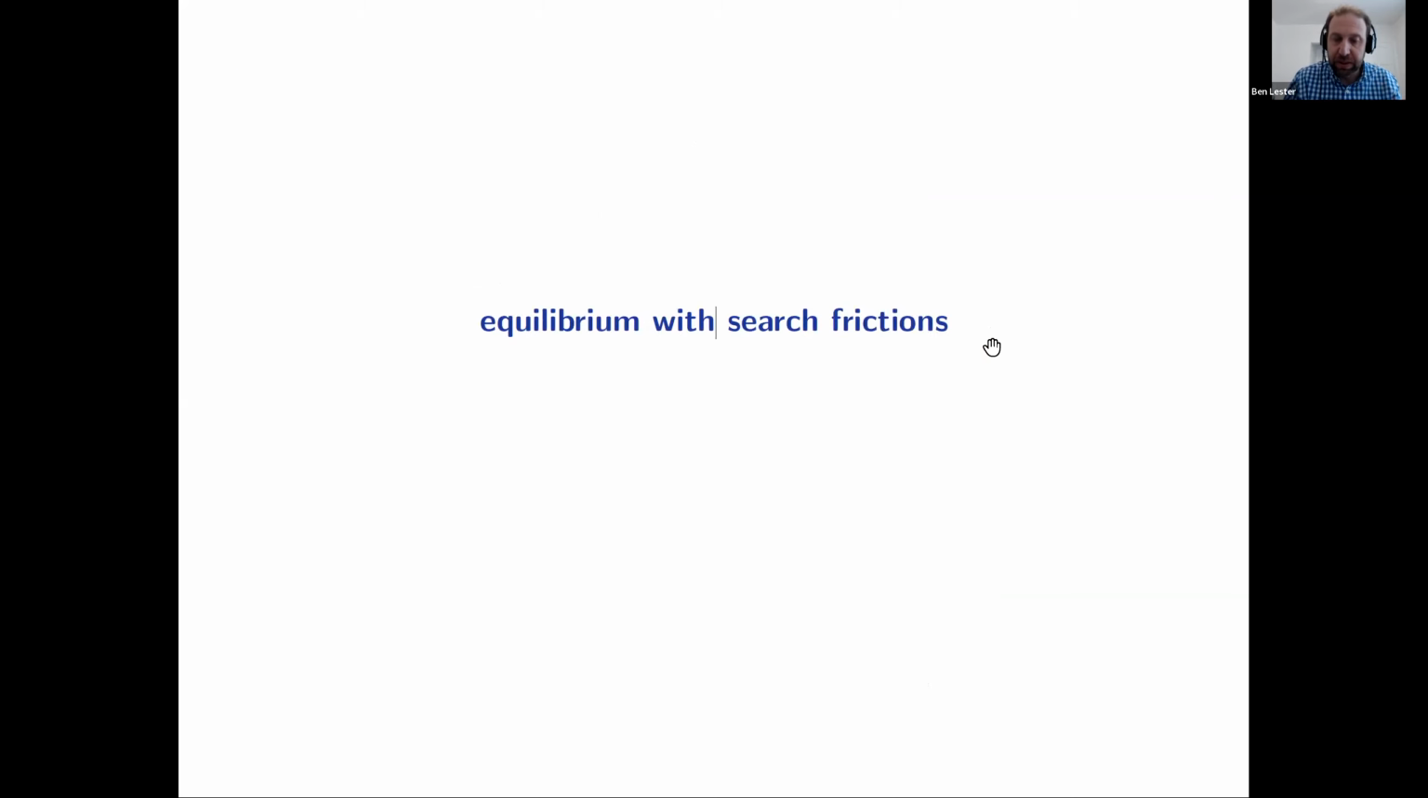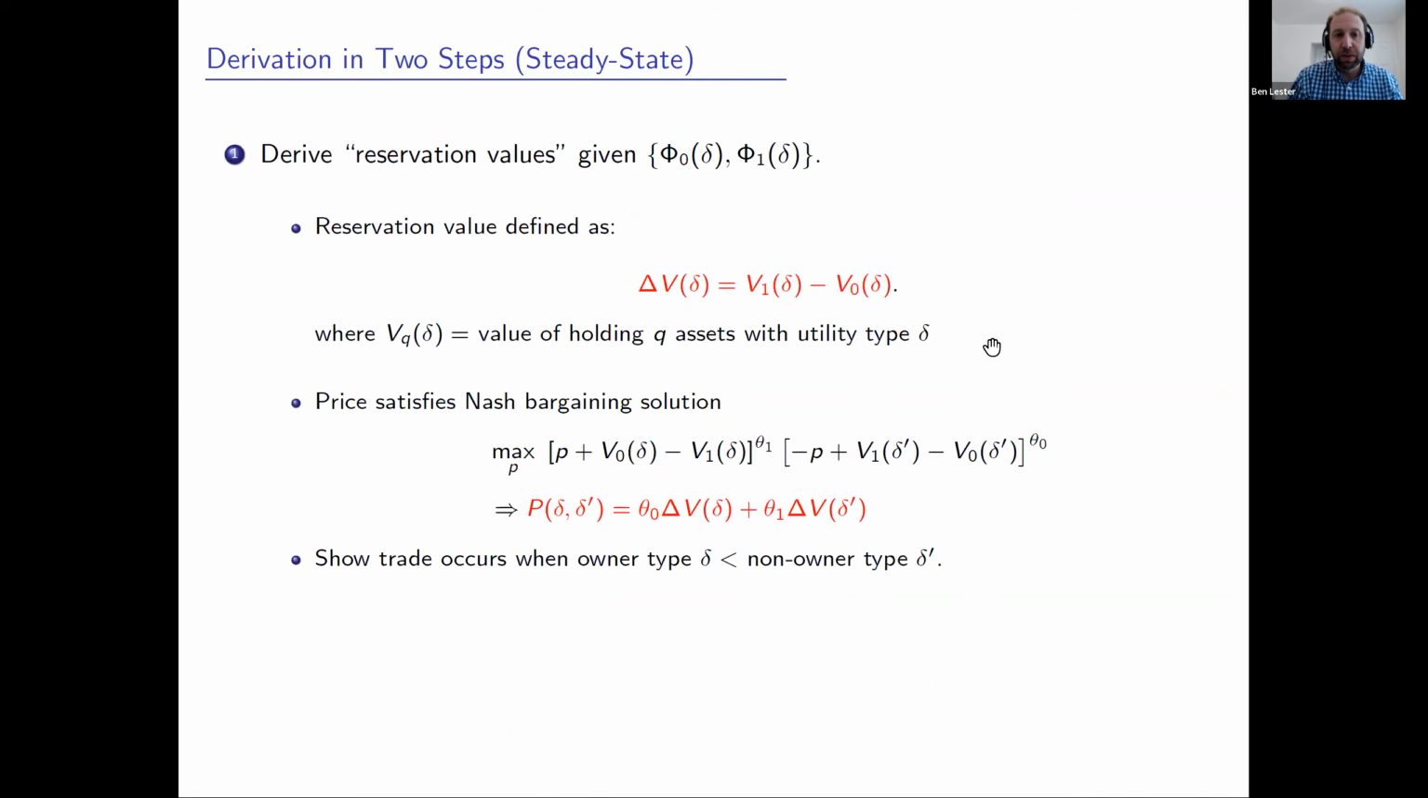Now, since I've gone through that very quickly, let's solve the model that I described with search frictions. We're going to do this derivation in two steps. Everything I do today is in the steady state; I'll show you a little non-stationary material towards the end, and you can ask me questions if you find it interesting. First, we're going to take as given these two key objects I mentioned before, the joint distributions phi 0 and phi 1, and derive what we call reservation values.